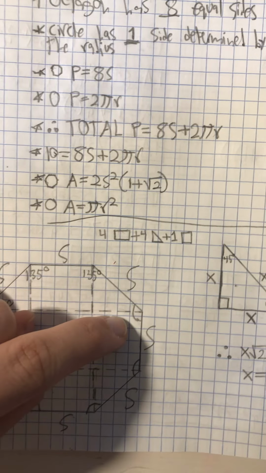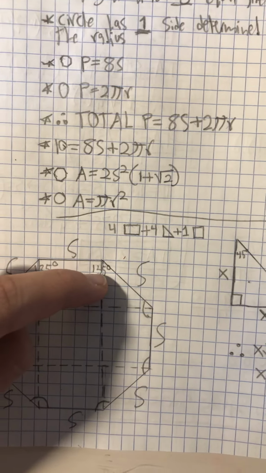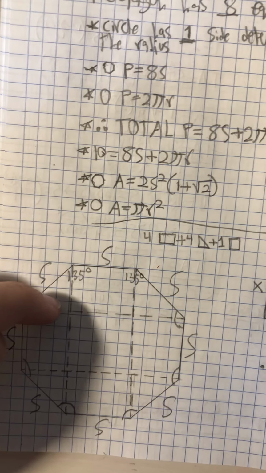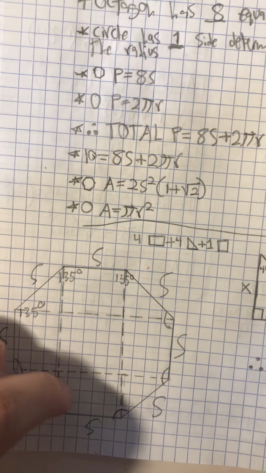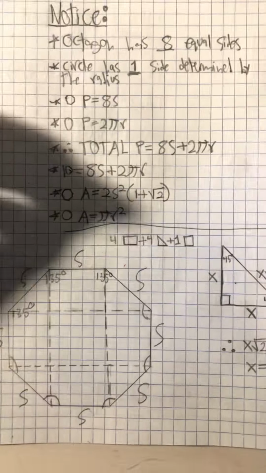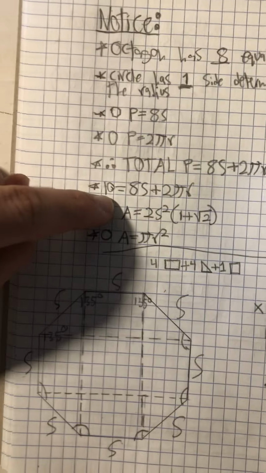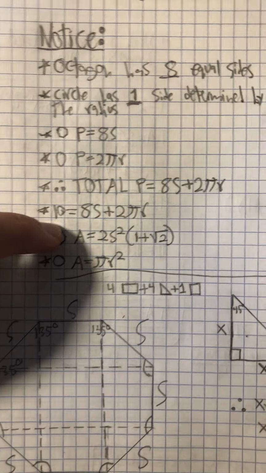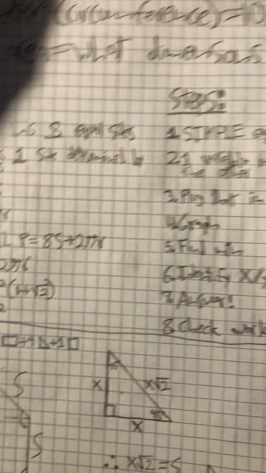So that means this side is s over root 2, this side is s over root 2, this is s over root 2. Same with this side, and the rest of these. So that's how you start doing the math. And if you did all the math, you would get this equation, 2s squared times 1 plus root 2. I just wanted to show how the relationship works.